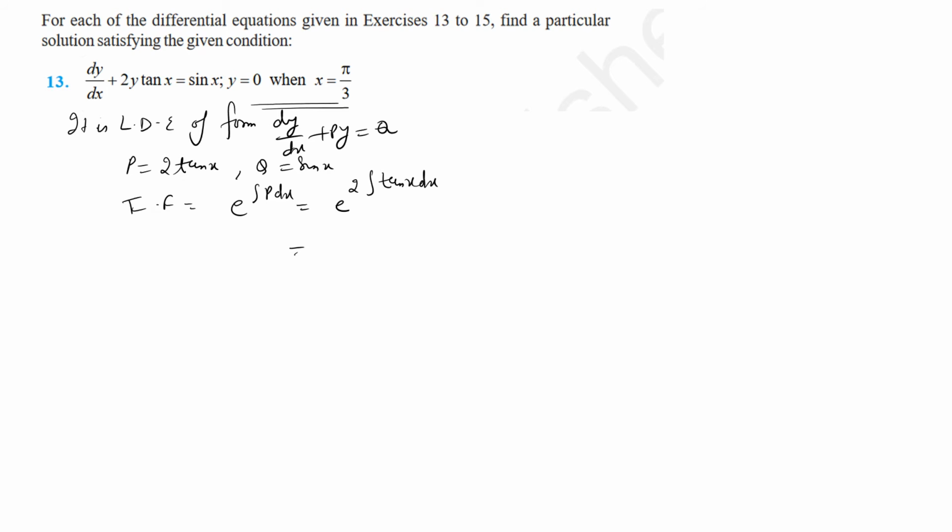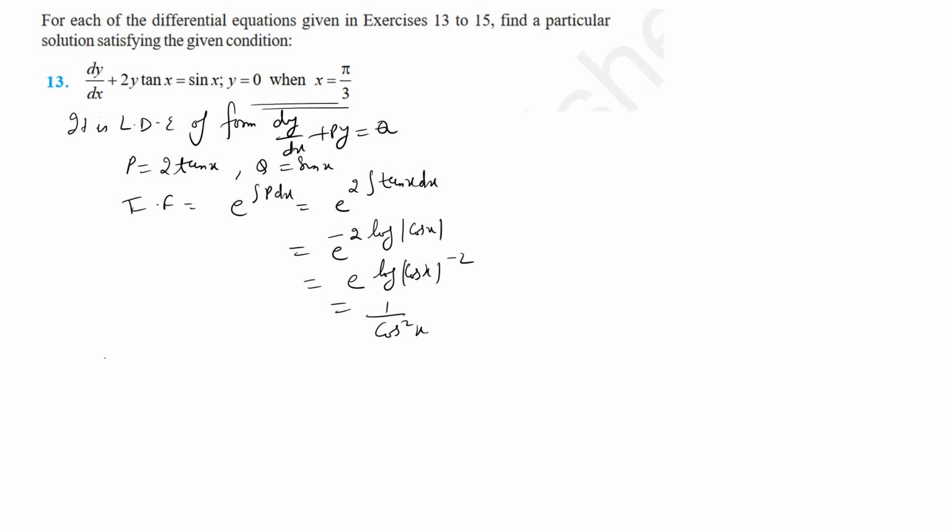So e raised to the power 2 times the integral of tan x, which is minus log mod cos x. You can write it as log of secant x squared, or as log of cos x raised to the power minus 2. So e and log will get cancelled and it becomes 1 upon cos square x, which can be termed as secant square x if required.